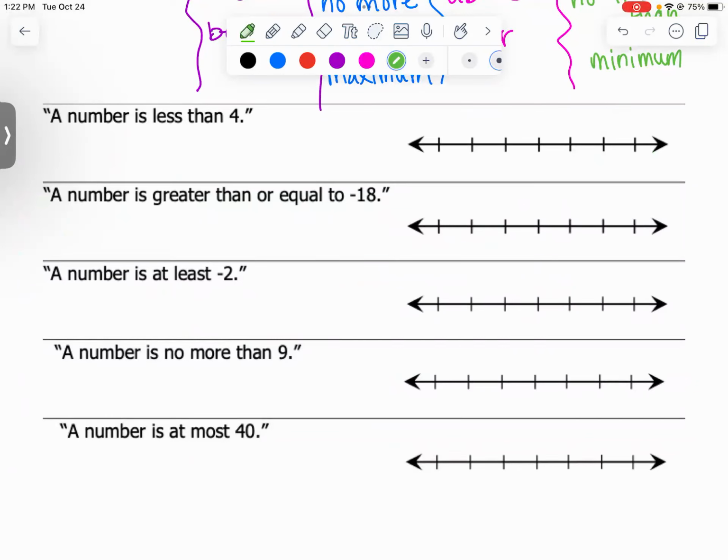These first two, man, they're straightforward. A number is less than 4. Guess what? It does not matter what letter you choose. Maybe we want to choose X. X is less than 4. Write it down. X is less than 4.